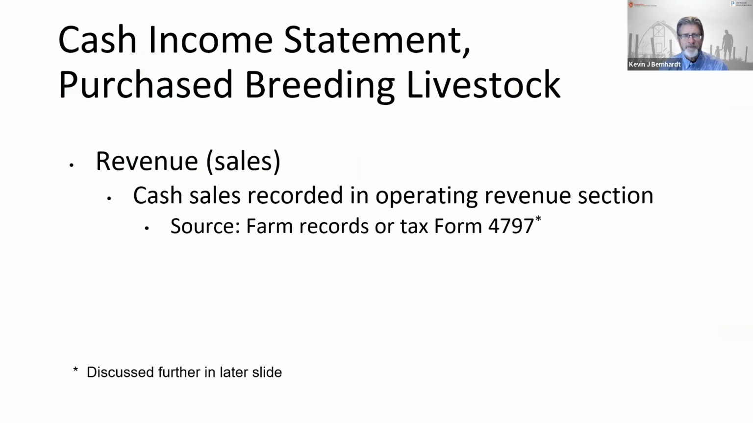So the cash income statement for purchase breeding livestock, the revenues, any kind of sales that we have, so those cull cows and so forth, any kind of sale that we have, we're going to record that as a regular operating revenue. This is sort of on that inventory type of idea. And the source for that information could be our own farm records, of course, which is ideal. Or we can get that information from a tax form that's called Tax Form 4797, Sales of Business Property. And I will show in a later slide how we use that Form 4797 to get that information on sales of those purchase breeding livestock.